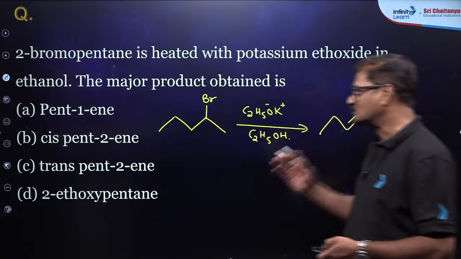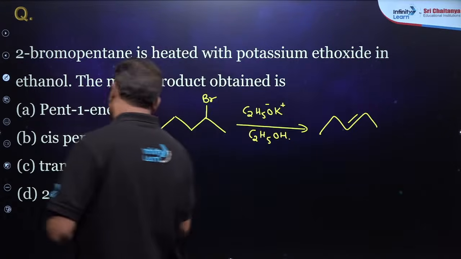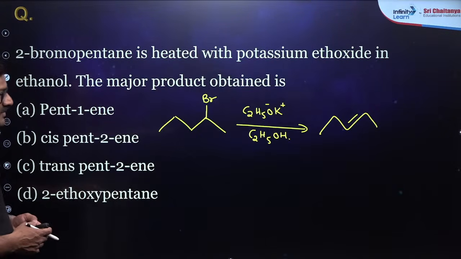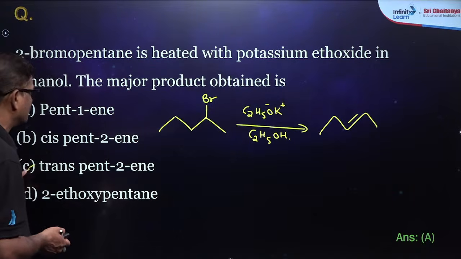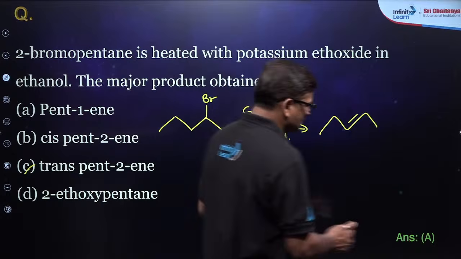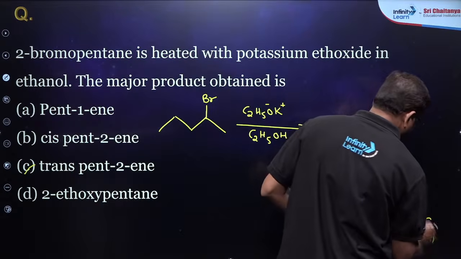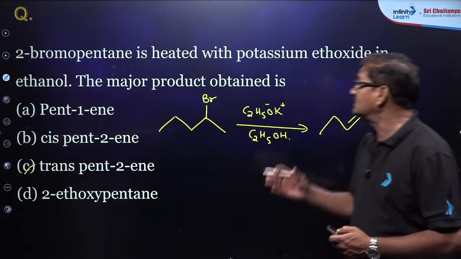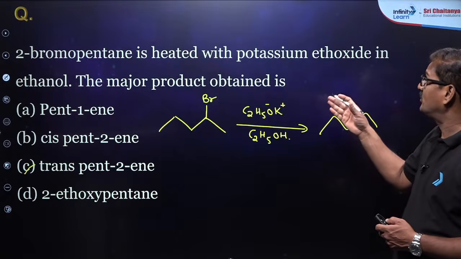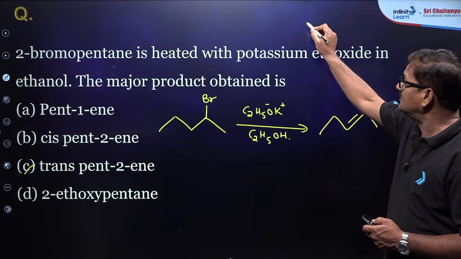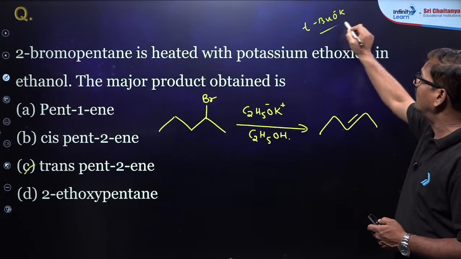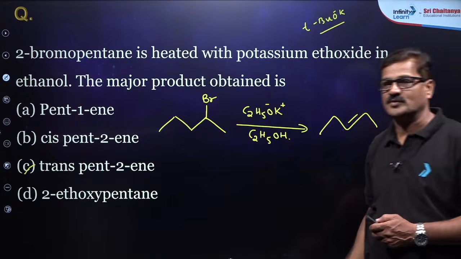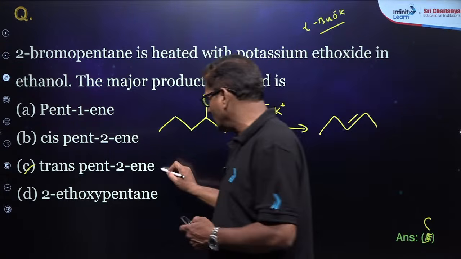So the answer is going to be the most stable. So I want to say here pent-1-ene or pent-2-ene, no, it is going to be trans-pent-2-ene, it is going to be C. If it is tertiary butoxide, potassium tertiary butoxide, t-BuOK, a bulky base, the Hofmann product is supposed to be formed. So I want to say option C.